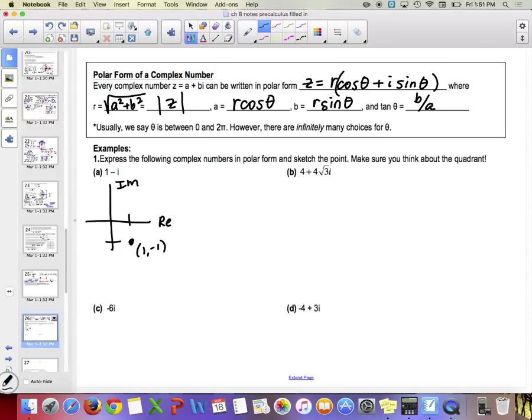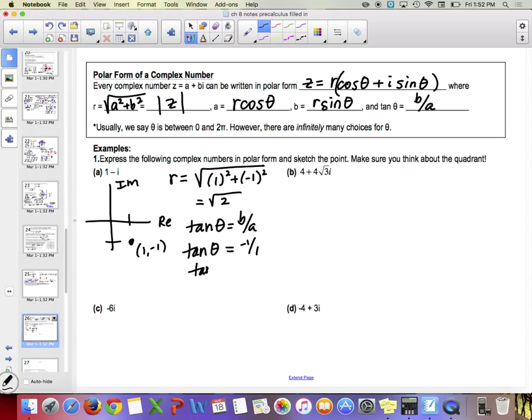So in order to write something in polar form, or I might use the term trigonometric form, we need to find r and we need to find theta. So r ends up being the square root of 1 squared plus negative 1 squared, so it's going to be the square root of 2. All right, theta we find by doing tangent of theta equals our b value divided by our a value, just like vectors. So we have negative 1 over 1.